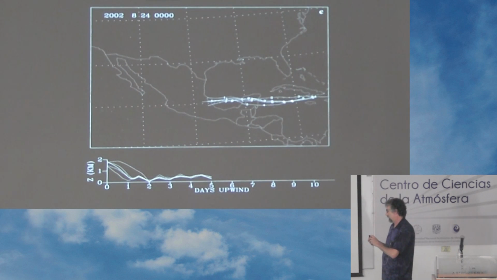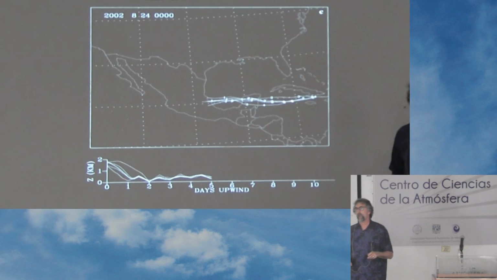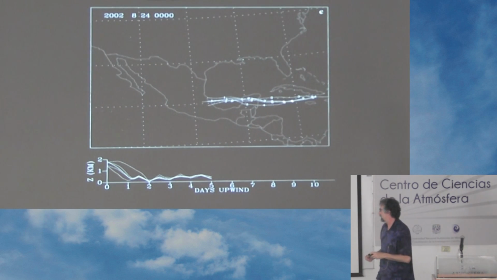So in this case, I did the same thing. I calculated the trajectories for a grid of points. In this case, it's back trajectories, so the air is moving in this direction. And all of the trajectories look more or less the same. Again, indicating that the meteorology is uncomplicated and you can put confidence in the trajectories.